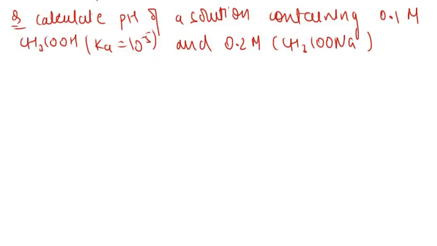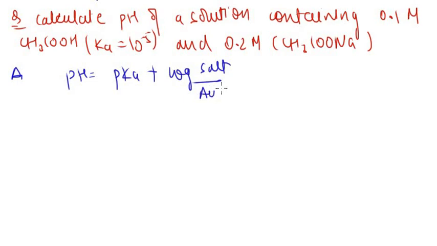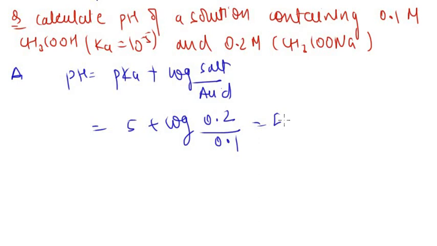Now here there is a problem. Calculate pH of a solution containing acetic acid and sodium acetate. We have directly been given the acetic acid and sodium acetate concentrations, and Ka is given. Simply, pH equals pKa plus log salt upon acid. So what is pKa? pKa is 5 plus log, where the salt concentration is 0.2 and the acid concentration is 0.1. 5 plus log 2, so it is 5.3.